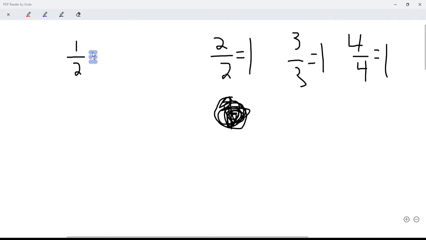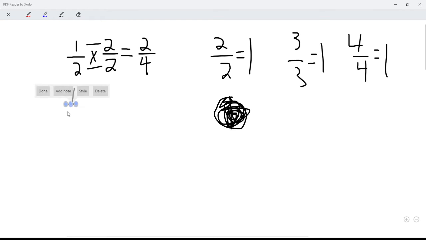So that means I can multiply this by 2 over 2. You just multiply across. 1 times 2 is 2. 2 times 2 is 4. That means that 1/2 equals 2/4, because when you multiply by 1, the value does not change, right? If I multiply anything by 1, it's the same number.